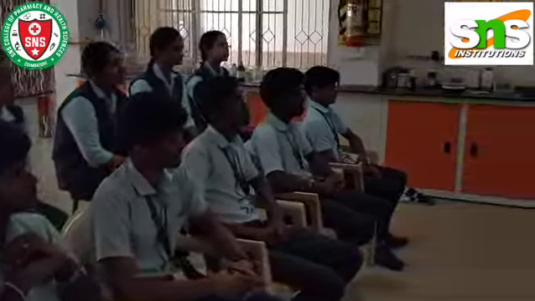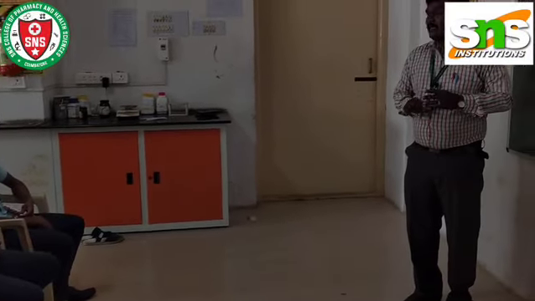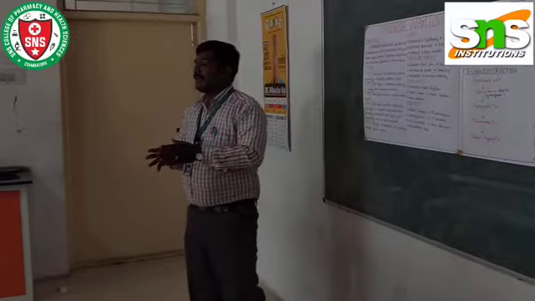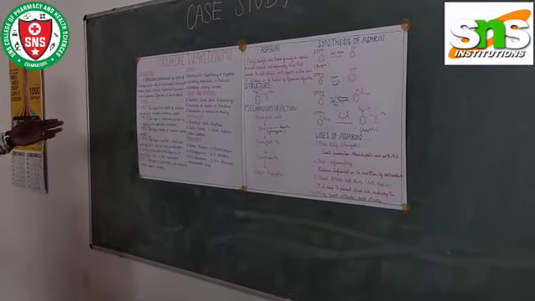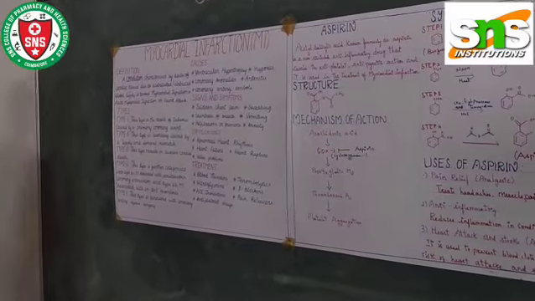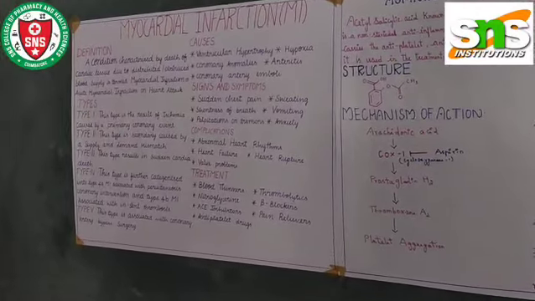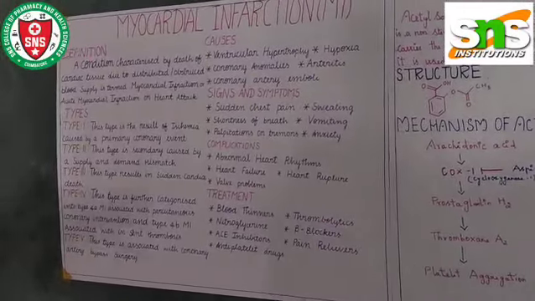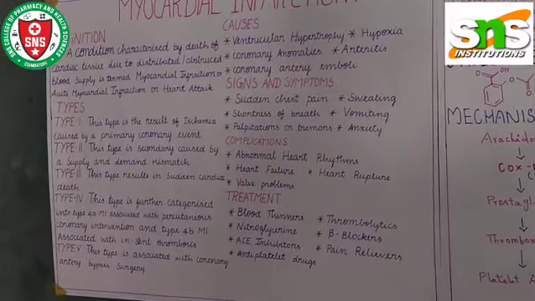So what are the complications of this disease? That is abnormal heart rhythm. Usually you will find a normal heartbeat, but in this case there will be abnormal heart rhythm, and there will be cardiac failure. Heart failure will be there. Then there will be rupture of heart cells. Then valve problems will be associated with myocardial infarction.